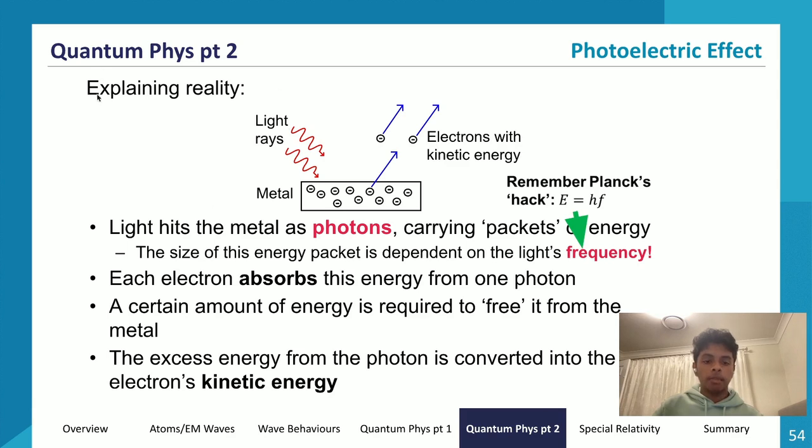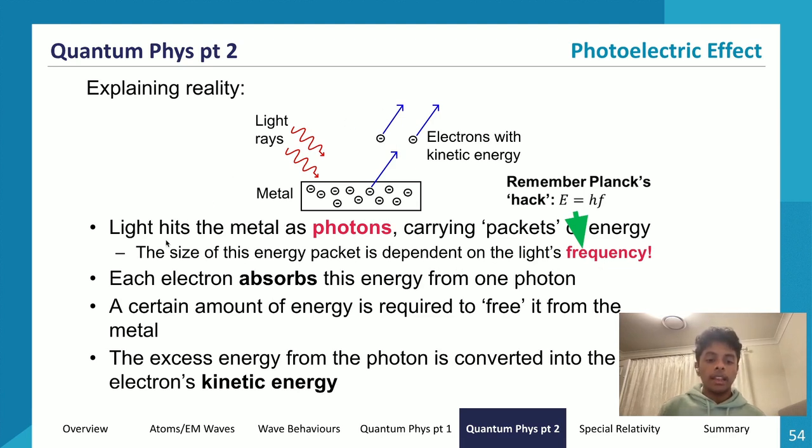So in terms of explaining reality, what happens is light hits the metal as photons. These photons hit the metal and carry packets of energy, right? And these packets of energy are determined by E equals hf. So the amount of energy within each packet would be determined by hf, following the equation E equals hf. And the size of this energy packet is dependent on the light's frequency, right? So that's following E equals hf again. So what happens is each electron absorbs this energy from one photon, and if it absorbs this energy from one photon, then we now understand that that photon has enough energy for the electron to leave.